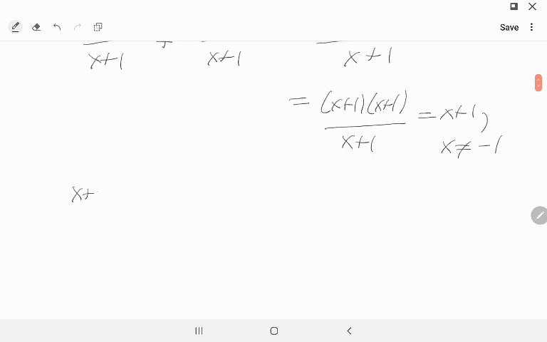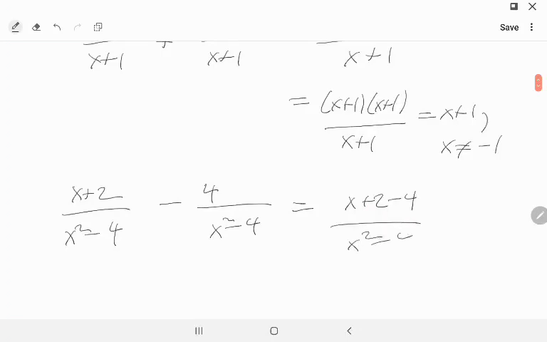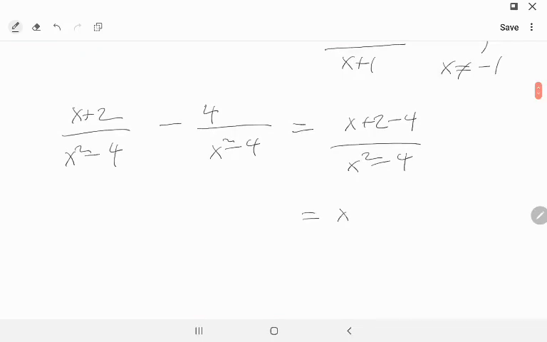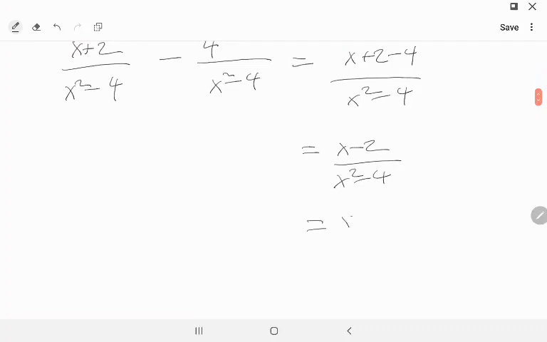If we had x plus 2 divided by x squared minus 4, minus 4 divided by x squared minus 4, we're going to get x plus 2 minus 4 divided by x squared minus 4. That gives us x minus 2 divided by x squared minus 4. And we notice that x squared minus 4 factors as x minus 2, x plus 2. We might have factored that as we were going through some of the earlier steps.